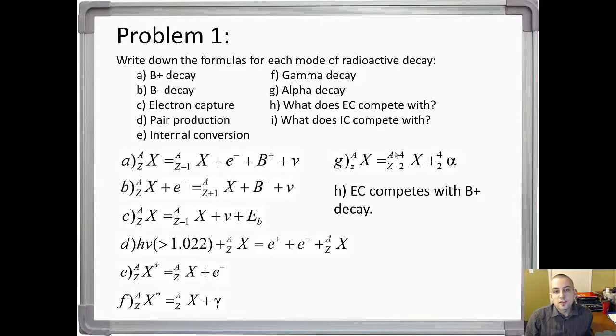So for H and I, these are very common questions. What does electron capture compete with? It competes with beta plus decay. So notice here in electron capture, a proton is converting into a neutron. Look at beta plus decay, a proton converting into a neutron. I, very common question. What does internal conversion compete with? It competes with gamma decay. Look at internal conversion and gamma decay. Both start off with an element in a higher energy state, and they release that energy through different forms.